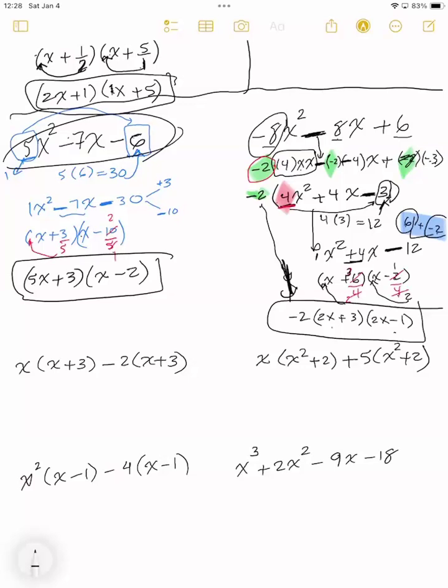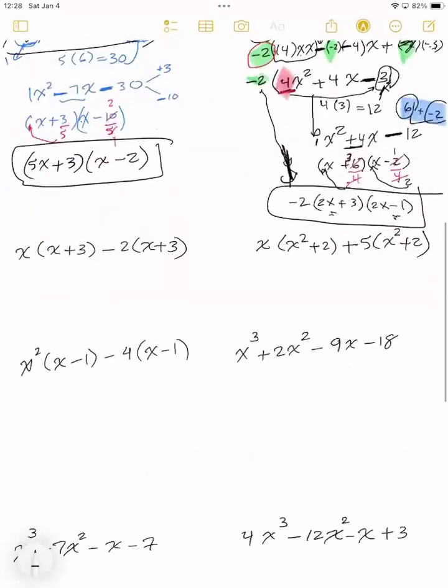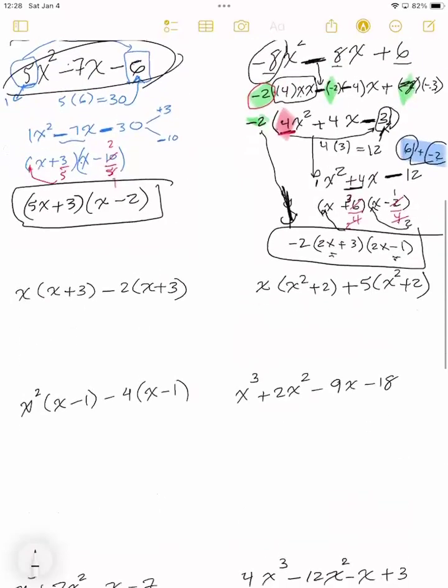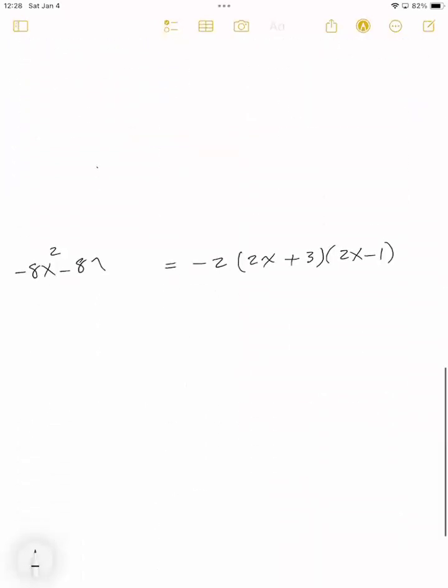If you multiply these two parentheses and then distribute the negative 2, you are going to get that. I'm going to show you, so you see I got 2x plus 3, 2x minus 1, and I had a negative 2, right? So let me show you. If I multiply these two together, I want to show you that these two sides are equal to each other. So how do I multiply?